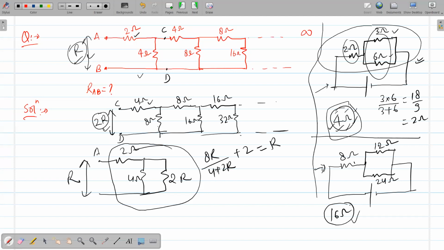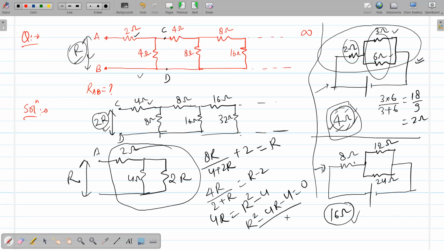So we can solve this, I can simplify it and write it as 4R by 2 plus R equals R minus 2. So 4R equals R minus 2 into R plus 2, that is R square minus 4. So R square minus 4R minus 4 equals 0. Use quadratic formula and get the answer. So the basic idea behind this question was just the common factor multiplication, right? And you all have got it completely. Perfect. Good.